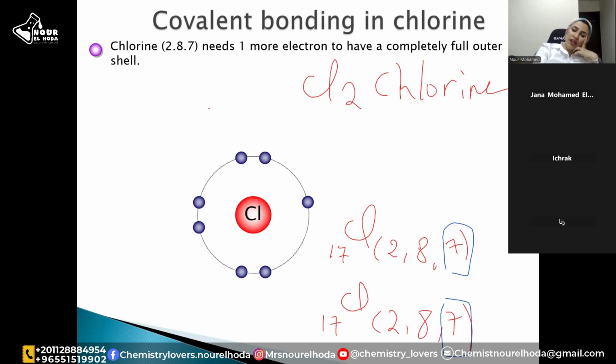Because you always check the outer shell. You need to check how many electrons you still need to be stable. If I have 6 electrons here, this means I need 2 more. If 7, I need 1 more. If it is 5, I need 3 more. And so on. So you always check the outer shell to see how many electrons you still need to be stable.